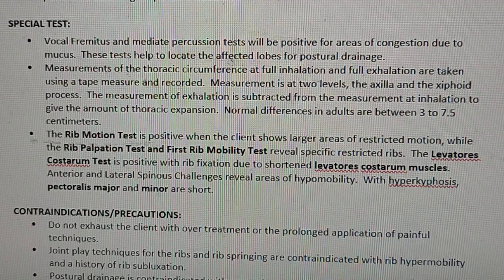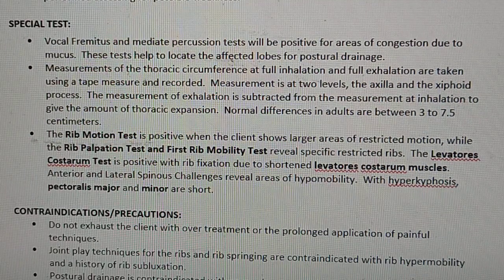Normal differences in adults are between 3 to 7.5 centimeters. So if you get these measurements, then these are normal. The rib motion test is positive when the client shows larger areas of restricted motion, while the rib palpation test and first rib mobility test reveal specific restricted ribs.